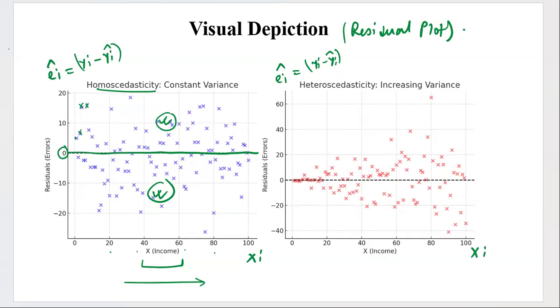You cannot say that in this particular half there are more deviations and in this half there is less deviation, right? So in both the halves, what we see is constant variance. You can see that the deviation will range from this point to this point, basically.